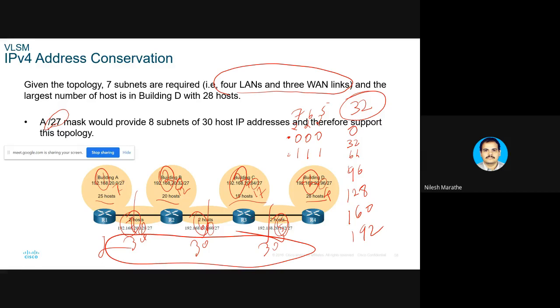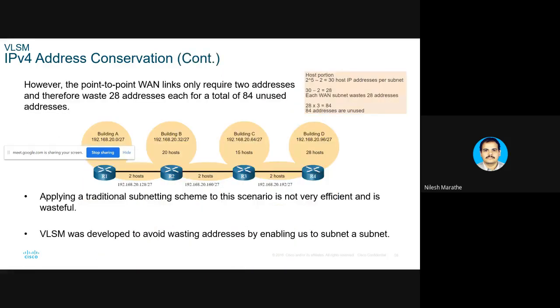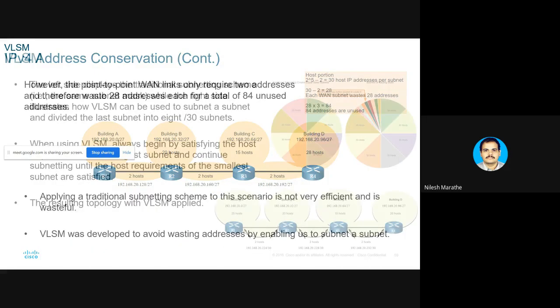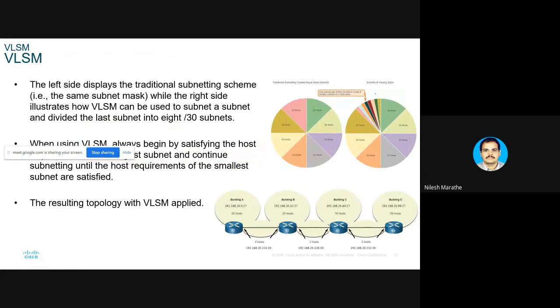Right? So for that we will go for variable length. In the variable length, what we try to do, if they are given here, we have 30 host IPs available. 30 minus 2 required, so 28 addresses will be wasted at this particular point. So to avoid it, we will go for VLSM. What exactly we are doing in VLSM: we will divide one particular subnet into more subnets.